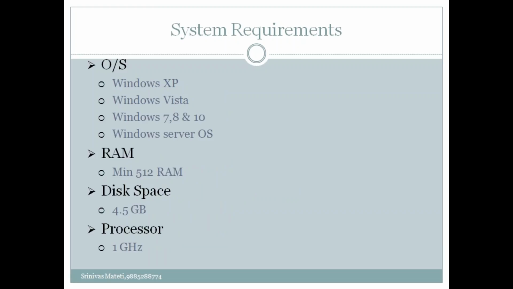And .NET system requirements. You can install on Windows XP, Vista, Windows 7, 8, 10, and all Windows Server operating systems. RAM should be minimum 512 MB, but as Visual Studio versions increase, like Visual Studio 2012, 2013, and 2015, you need 4 GB RAM. Even 512 MB RAM will work, but it will slow the process. Disk space can be 4.5 GB and the processor minimum 1 gigahertz.